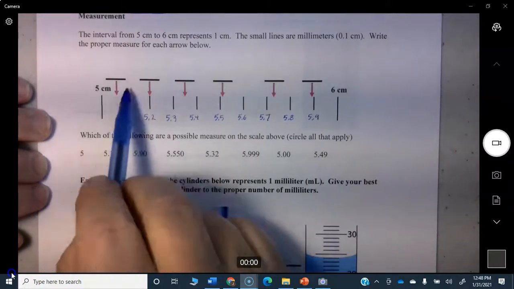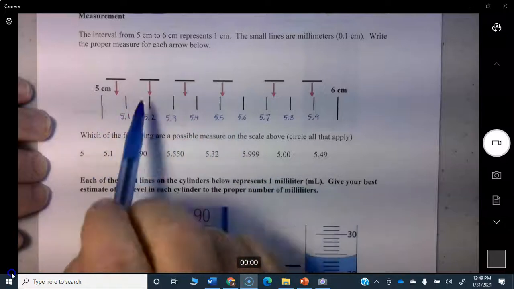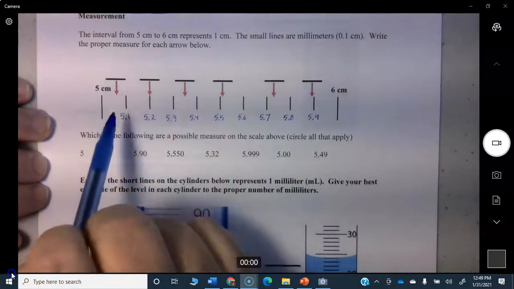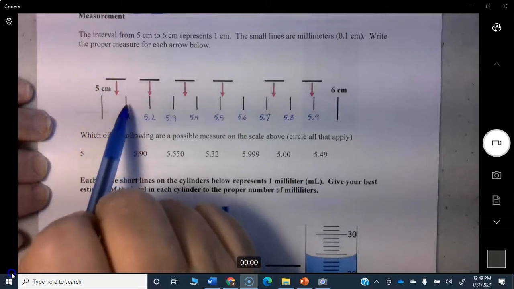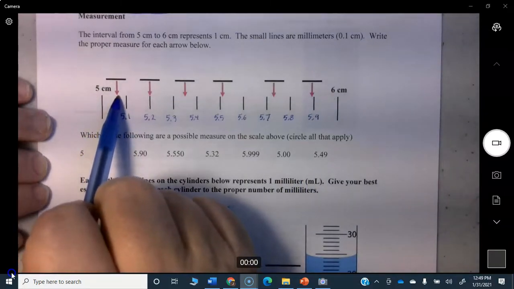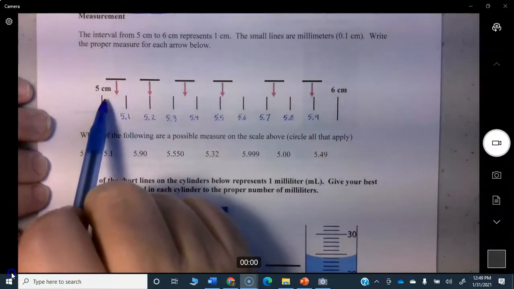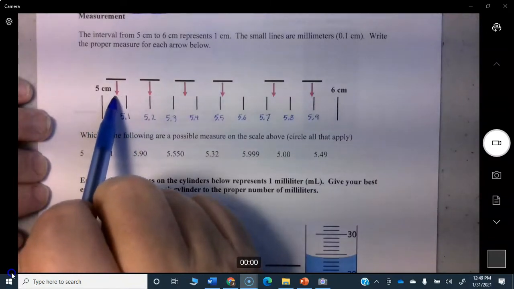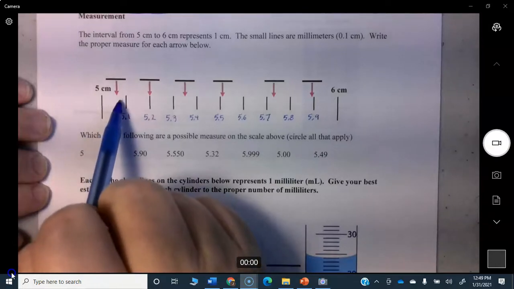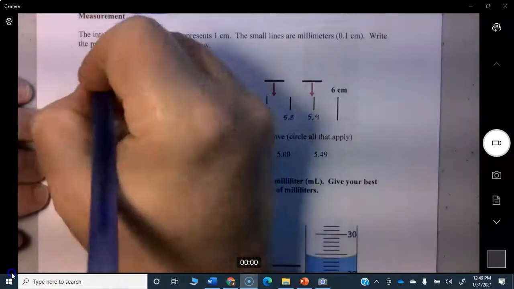So let's do a few together. Let's fill in a few of them, and then it's asking which of the following are possible measures on the scale above. What do you think this is? If this is 5.0, this is 5.1. What is that? You might say 5.6, you may say it's a 0.6 or a 0.7. In other words, if this is 0, this is 1, then that's maybe a 7. So it's going to be 5.07. It's the second place after the decimal.